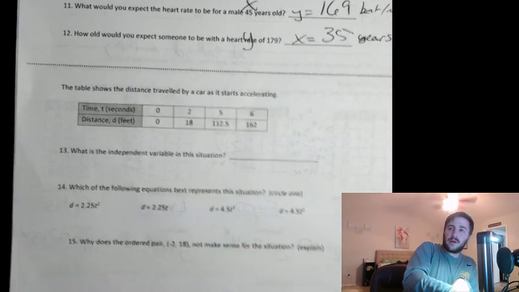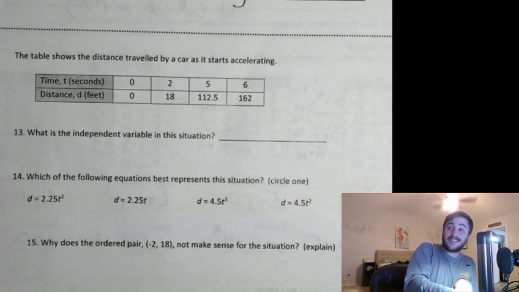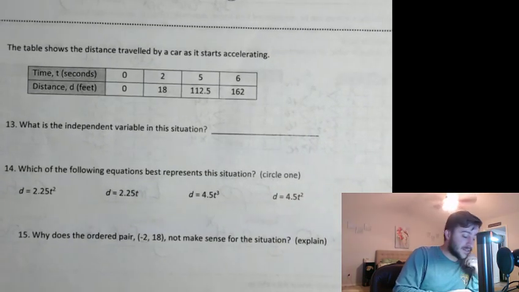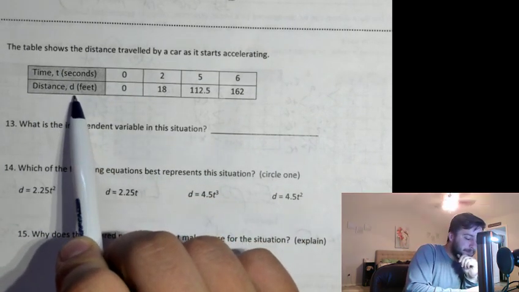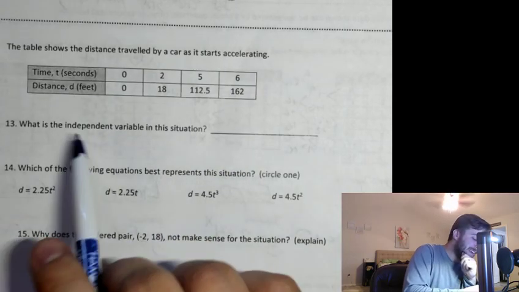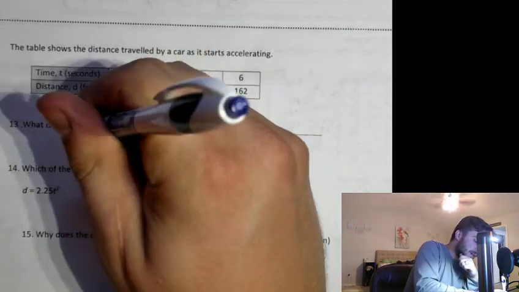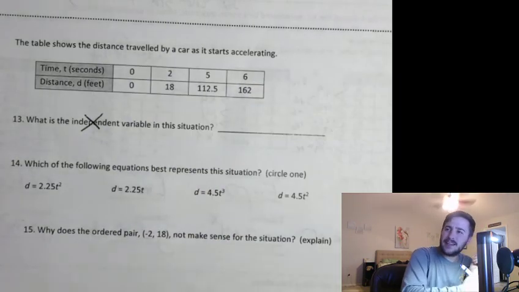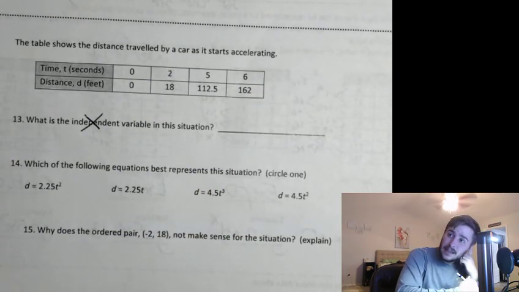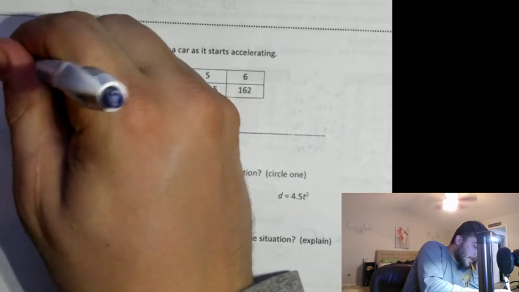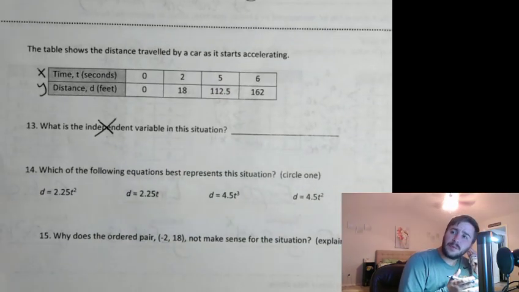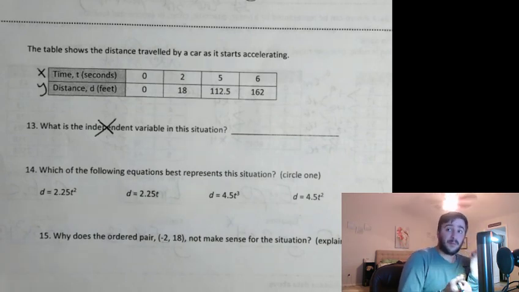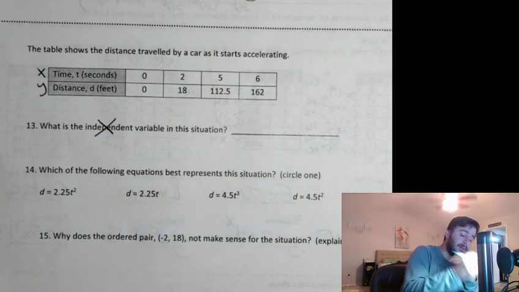Table shows the distance traveled by a car as it starts accelerating. Okay, so we got a car that's accelerating. We got time, T, and distance, D, over time. What is the independent variable in this situation? That's usually the X. The only problem is this table's not how we usually see it. But normally when they're on their side like this, it's X on top and Y on bottom. Also, if you remember, our example for an independent variable was time. That's the quintessential example, the best example.